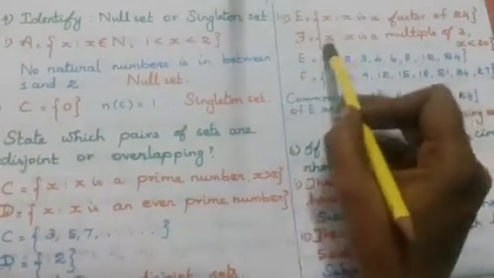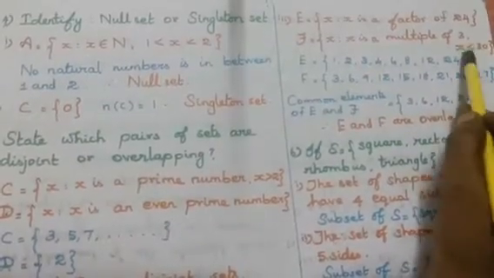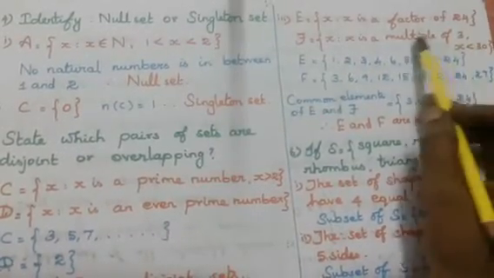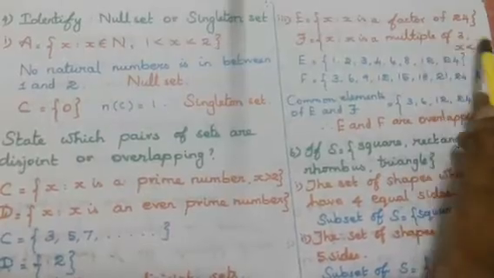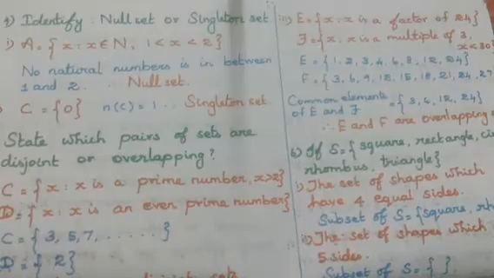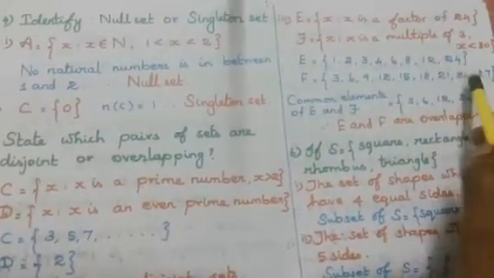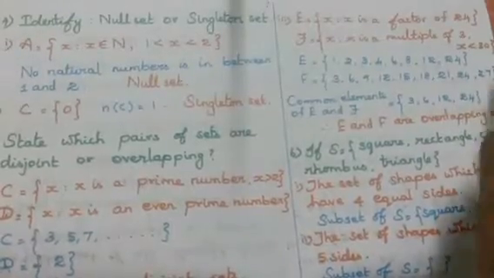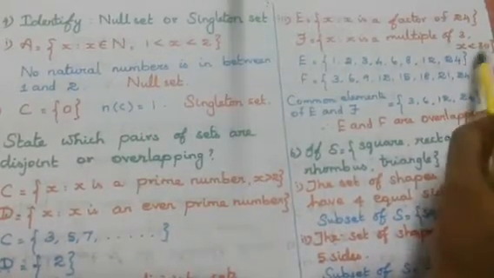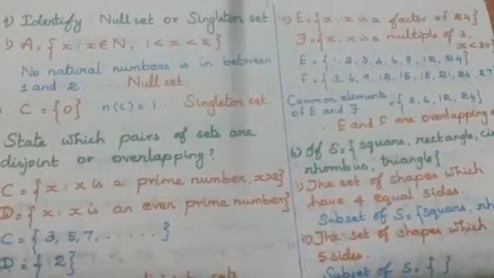Next F set is {x such that x is a multiple of 3}. The limit is also given, x is less than 30. Multiple of 3. What are the values of multiple of 3? In the 3 times table, how many elements we have? We write 3, 6, 9, 12, 15, 18, 21, 24, 27. Why do we write up to 27? Here the limit is given, x is less than 30 only. So we stopped at 27.